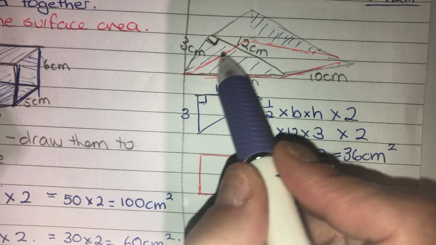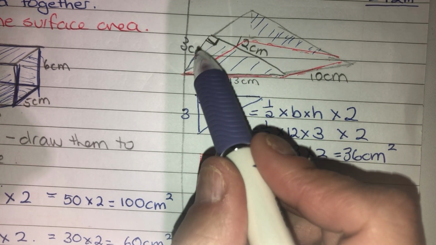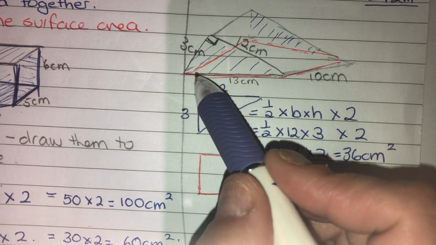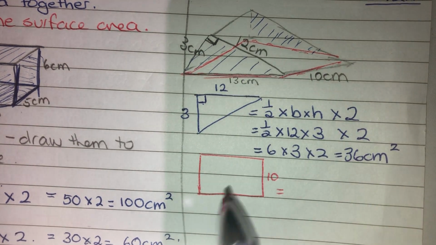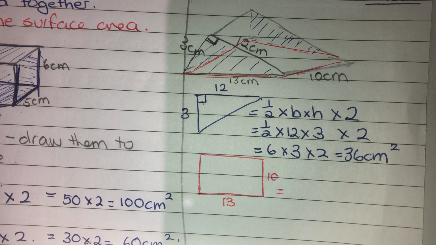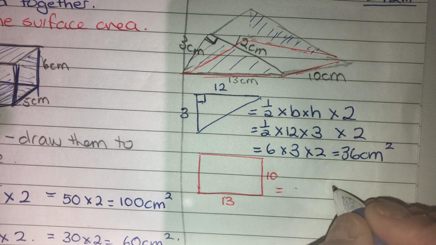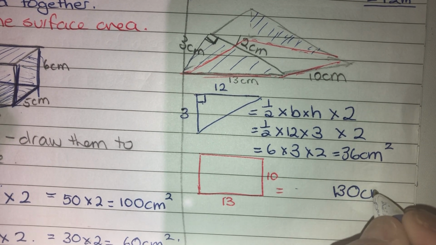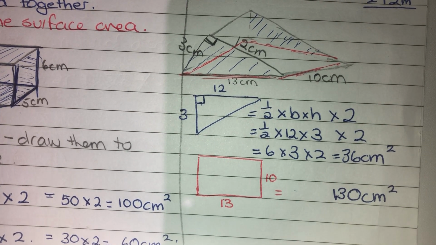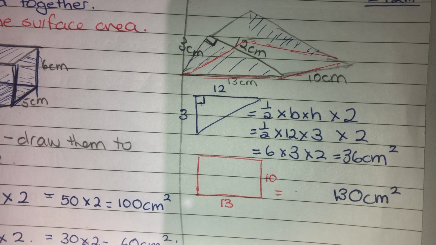And then there's this back rectangle here. And that's going to be 3 by 10. So all the rest in these are in fact different ones. So we don't multiply it by 2 because there's only one of them. So this one's going to give us 130 centimetres squared when we do 13 by 10.